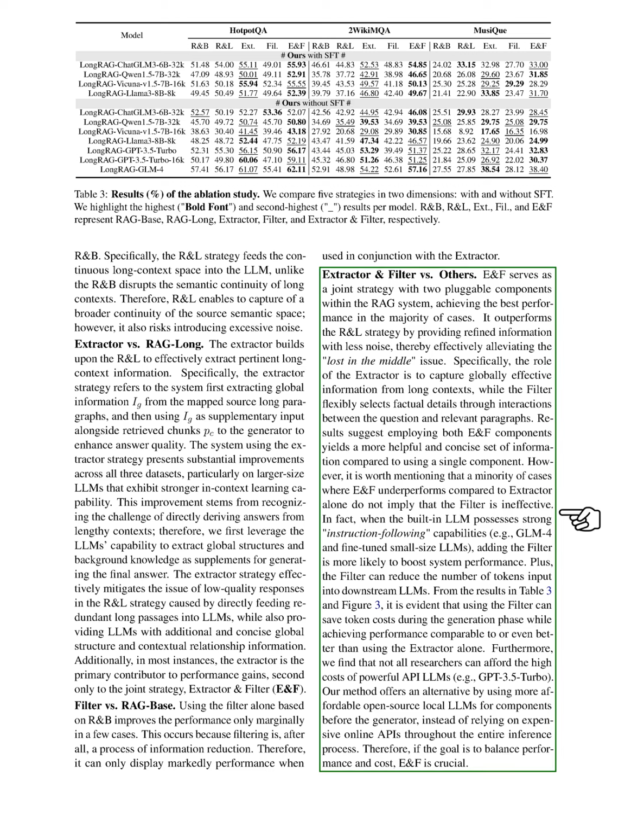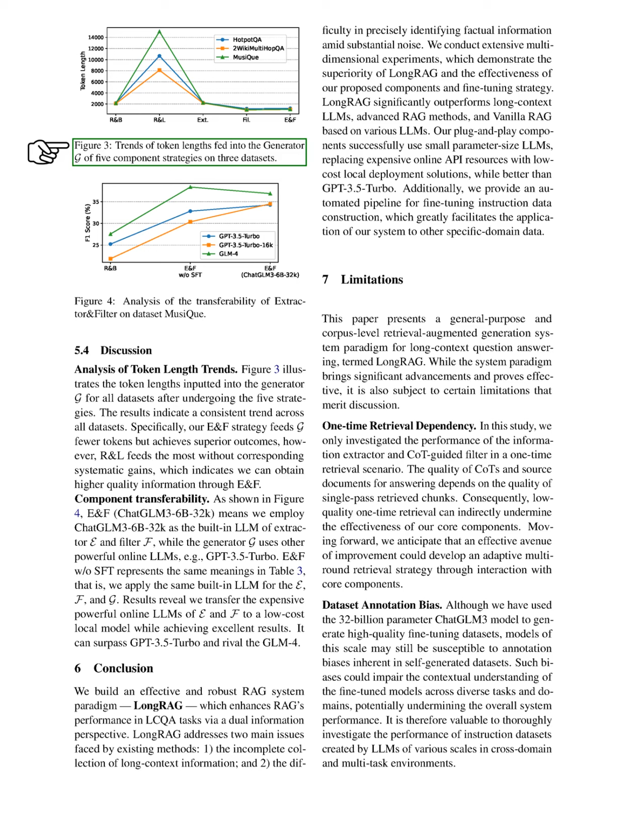Section Discussion. In this section, we analyze the trends in token lengths used in our generator, G, across all datasets after applying 5 different strategies. Our findings show a consistent pattern. The E&F strategy uses fewer tokens but yields better results, while the RNL strategy uses the most tokens without significant improvements. This suggests that we can achieve higher quality information with E&F.